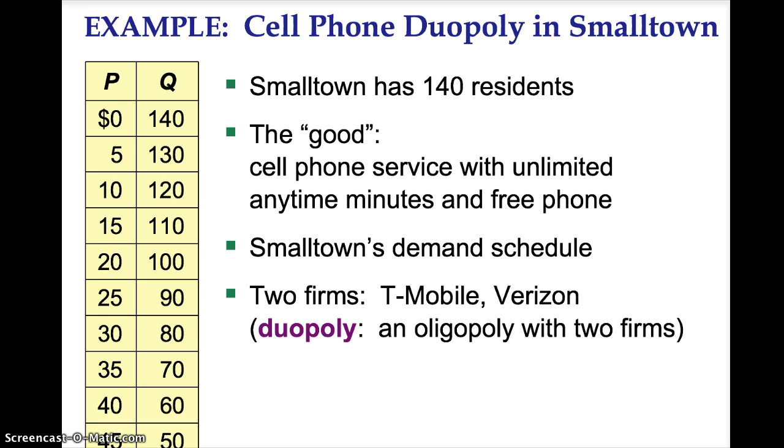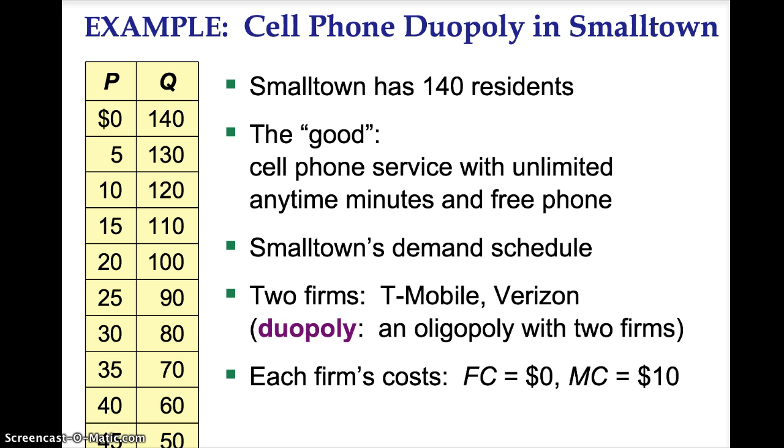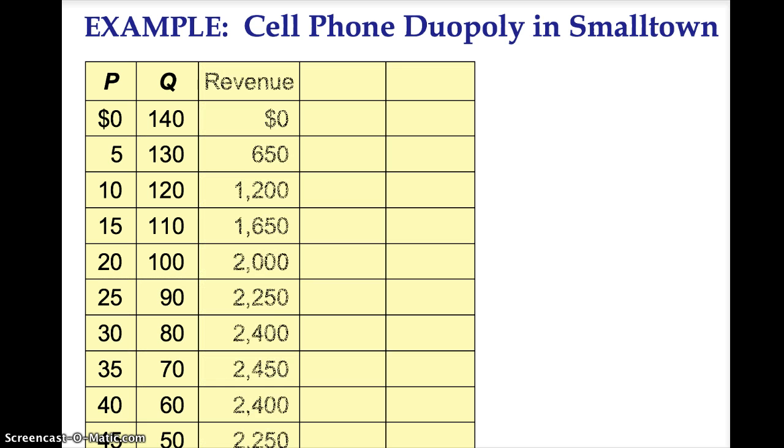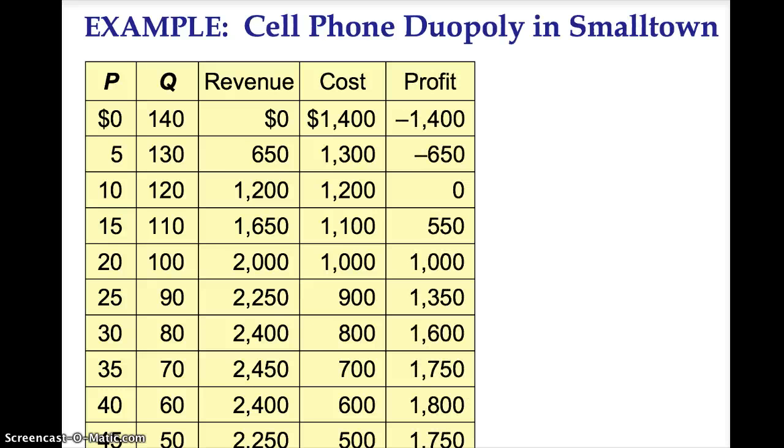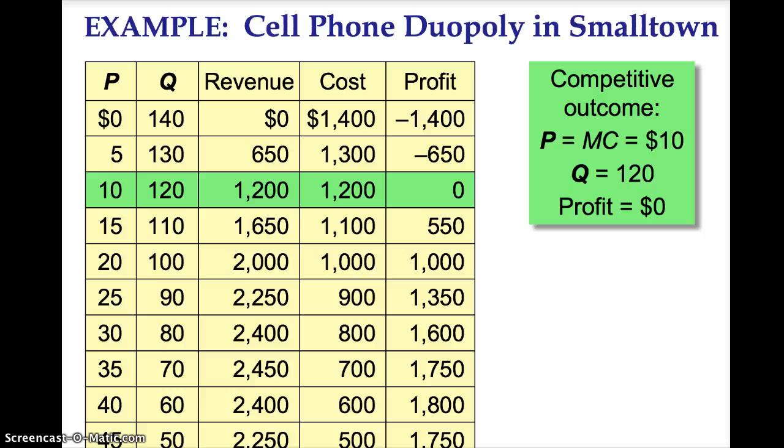Both firms have the same fixed costs and marginal costs. There are 0 fixed costs and marginal cost is $10. You can easily calculate revenue by multiplying price and quantity. Once cost data is given, you can calculate profit. Now is a great time to pause the lecture and check that you can fill in the table on your own. Let's first consider the competitive outcome.